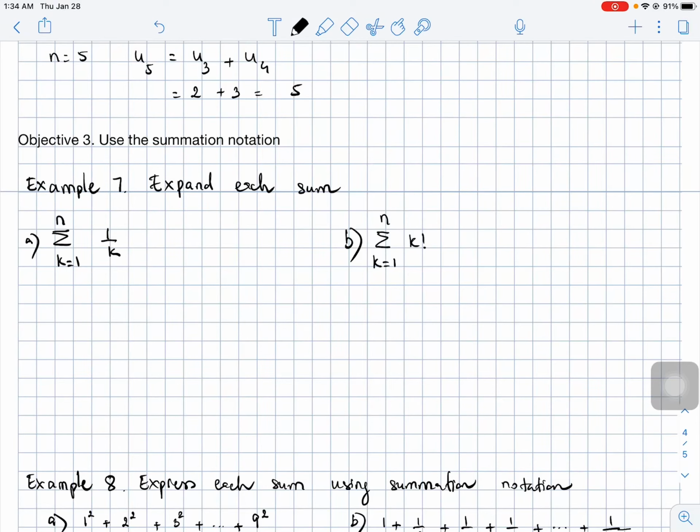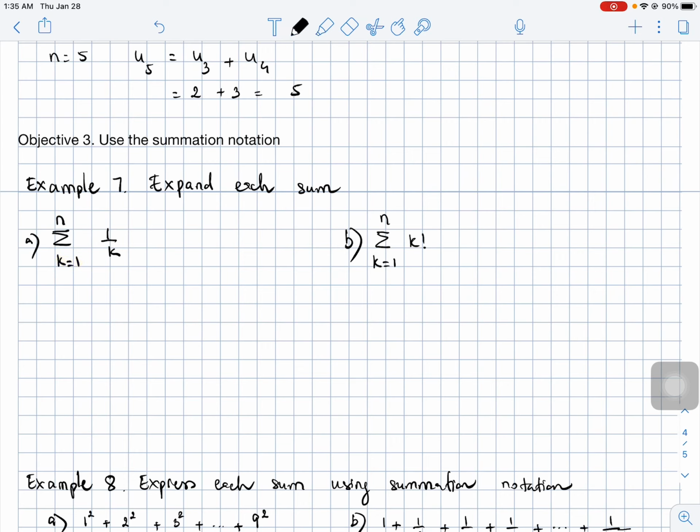Objective number 3. Use summation notation. Example 7. Expand each sum. We notice that this is a sequence, and the sequence has the variable k. We normally use n, but we can use another letter, for example a k. And the k begins from 1 and goes to n for some integer n. So k from 1 to some integer n.